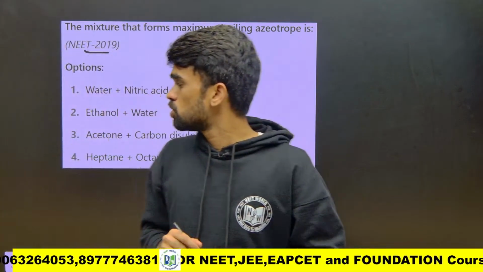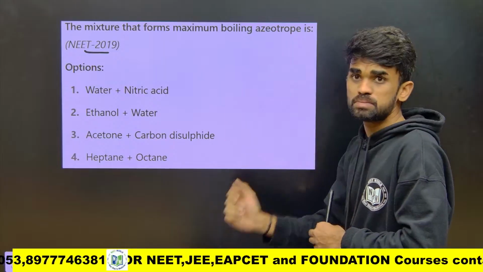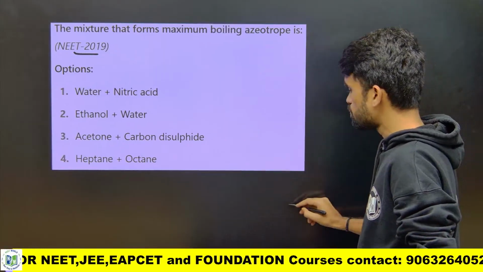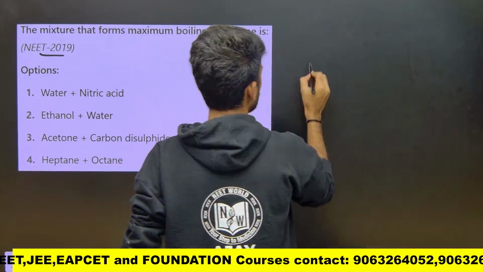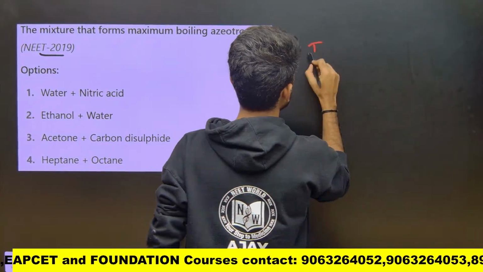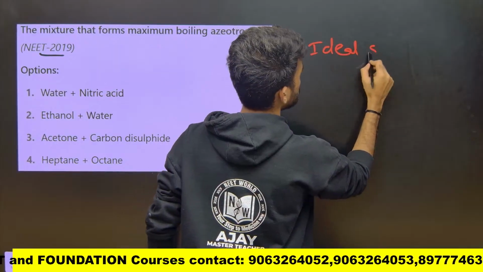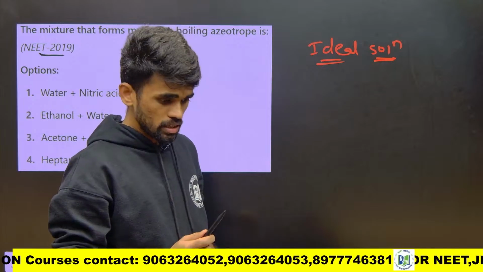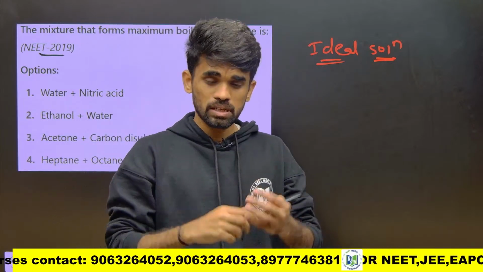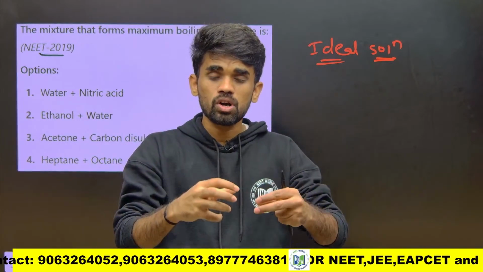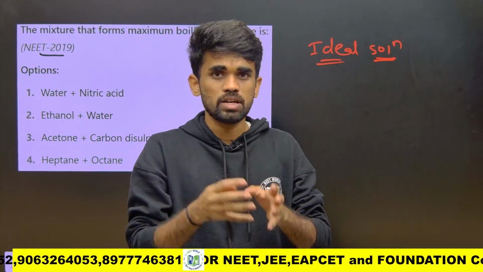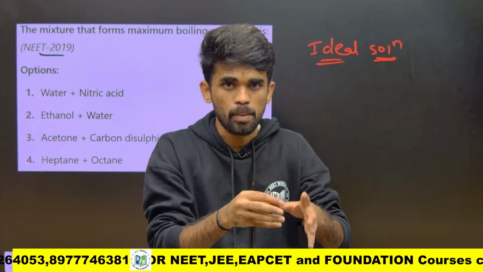So look here. How can we solve these maximum and minimum boiling azeotropes and all? First of all, you need to know about ideal solutions. So what are ideal solutions? What is a solution first? It is a mixture of two or more components that forms a homogeneous mixture, right? It's a homogeneous mixture of two or more components, right?